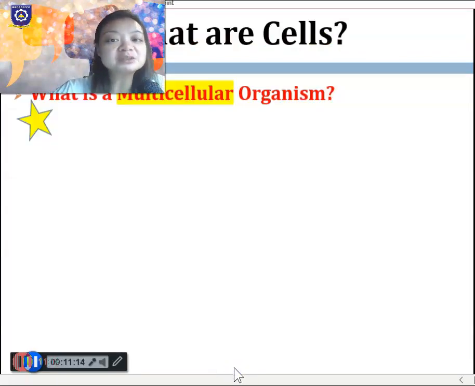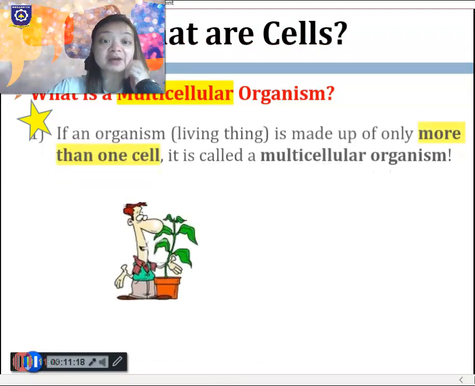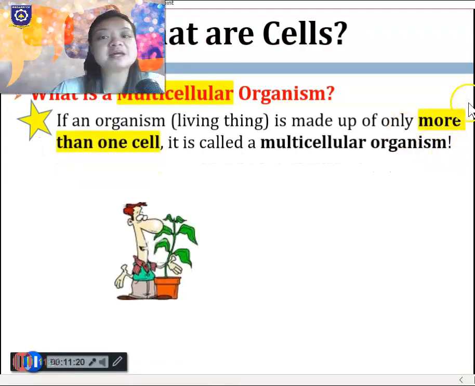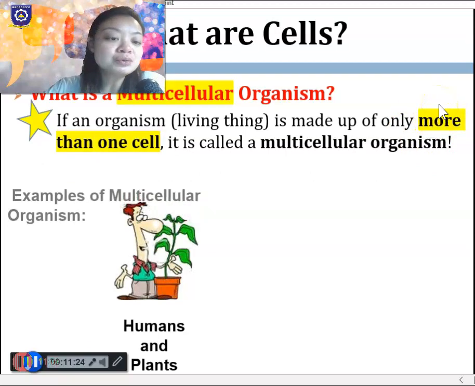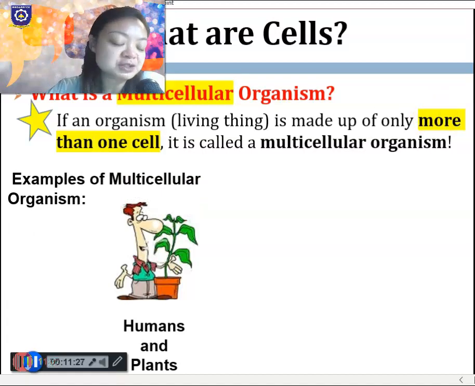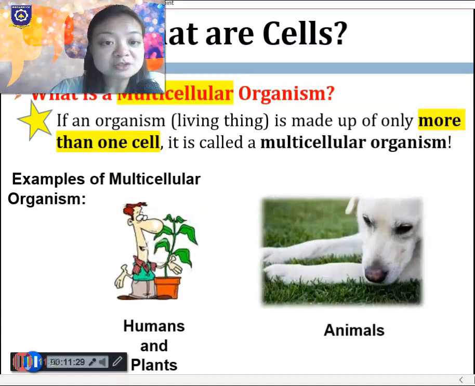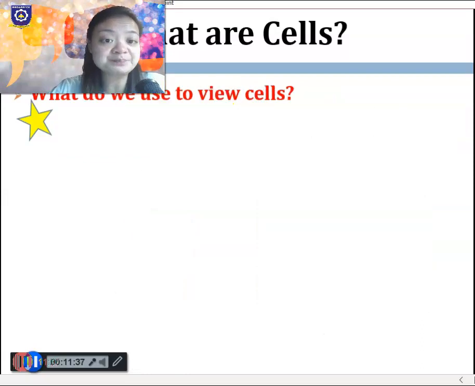So what is a multicellular organism then? A multicellular organism is basically an organism that is made up of more than one cell, because of the word multi. So you and I and plants, we are all multicellular organisms. Your pet dog, your pet cat, even your pet fish, these are all multicellular organisms because they are made up of many cells.